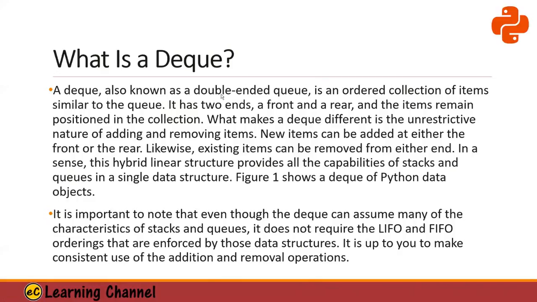So a DQ is known as double-ended queue. It's an ordered collection of items similar to Q. It has two ends, front and rear, and an item remains positioned in the queue. What makes the DQ different is the unrestricted nature of adding and removing items from both ends. New items can be added at either front or rear. Likewise, existing items can be removed from either end.